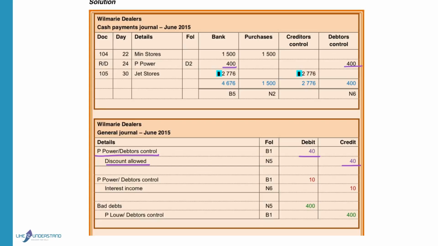In the cash payments journal, I will credit the bank account because the bank reduces when we pay money out of the bank. Purchases is the expense, so purchases will be debited. Creditors control will be debited because we decrease the amount that we owe to the creditors when we pay them. Debtors control will be debited because they owe the money to the business again. If we take all the amounts that we record on the debit side, it will equal the amount that we recorded on the credit side.